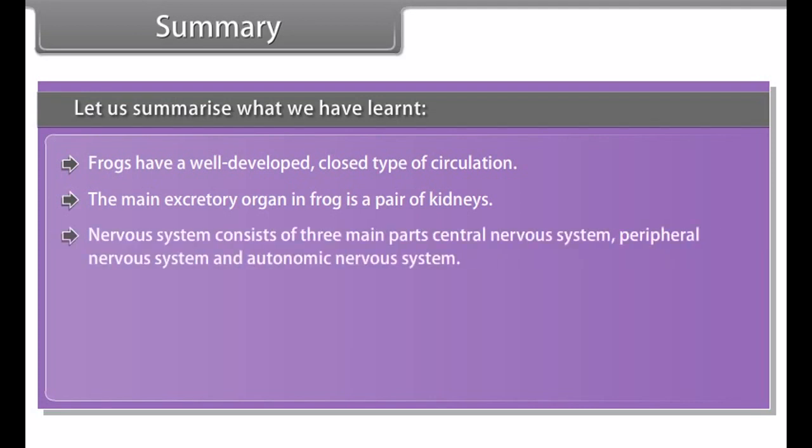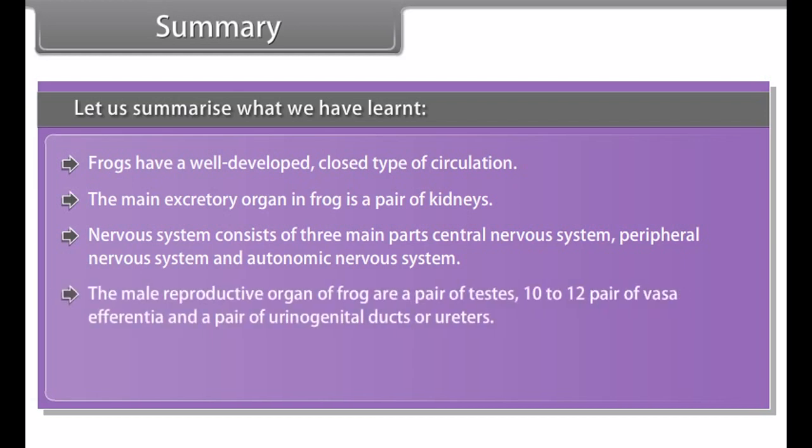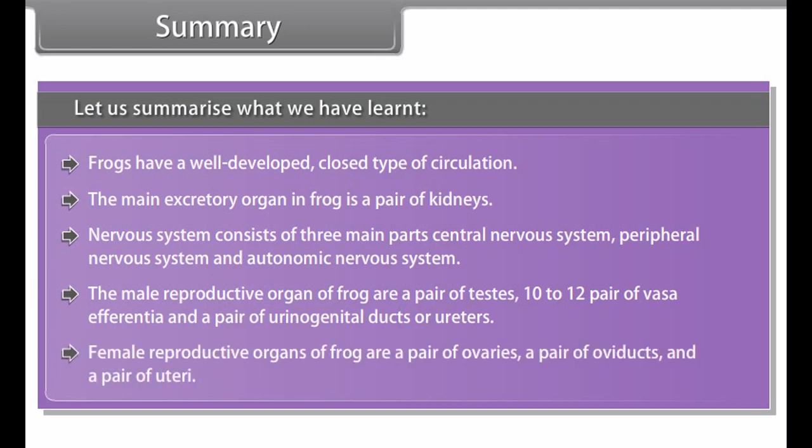Nervous system consists of three main parts: central nervous system, peripheral nervous system and autonomic nervous system. The male reproductive organs of frog are a pair of testes, 10 to 12 pair of vasa efferentia and a pair of urinogenital ducts or ureters. Female reproductive organs of frog are a pair of ovaries, a pair of oviducts and a pair of uteri.